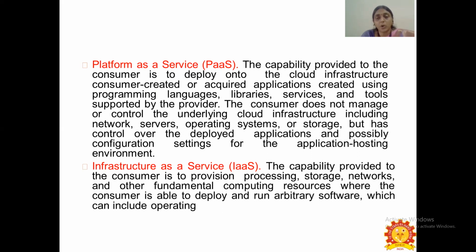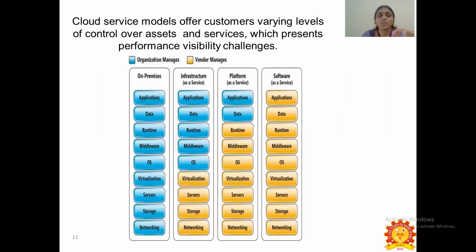And next we will see infrastructure as a service. The capability provided to the consumer is to provision the processing, networks, storage, and other fundamental resources, where the consumer is able to deploy and run arbitrary software, which can include operating systems.